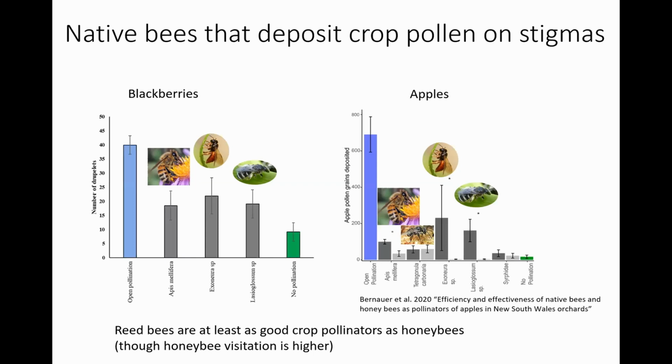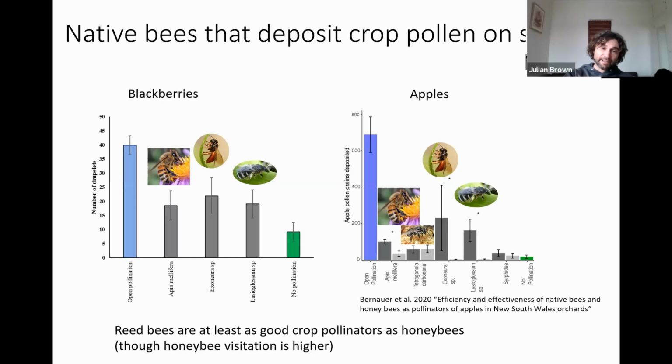blackberries. We also had a set of flowers where we didn't let anything visit them, and that's the green bar on the right-hand side of the left figure. And you can see that compared to those flowers that receive no visits, on average, a single visit from a honeybee, a reed bee, or these other native bees, Lasioglossum, the number of druplets was substantially higher.